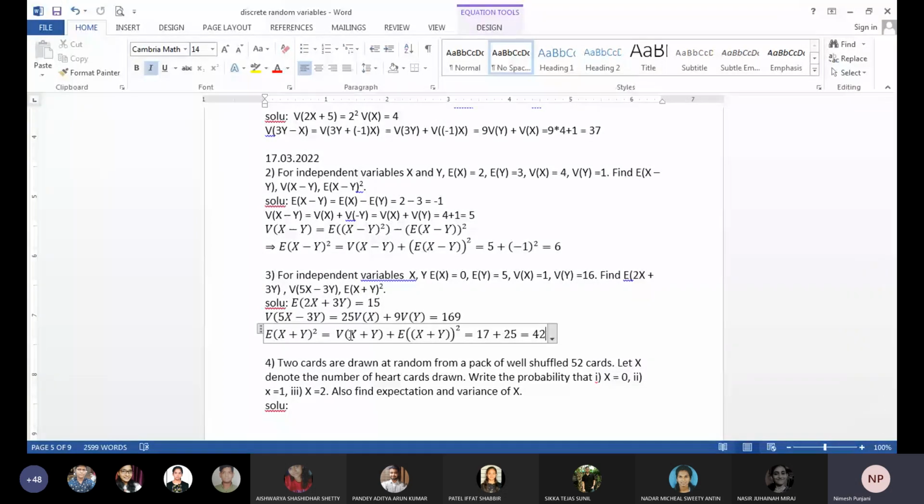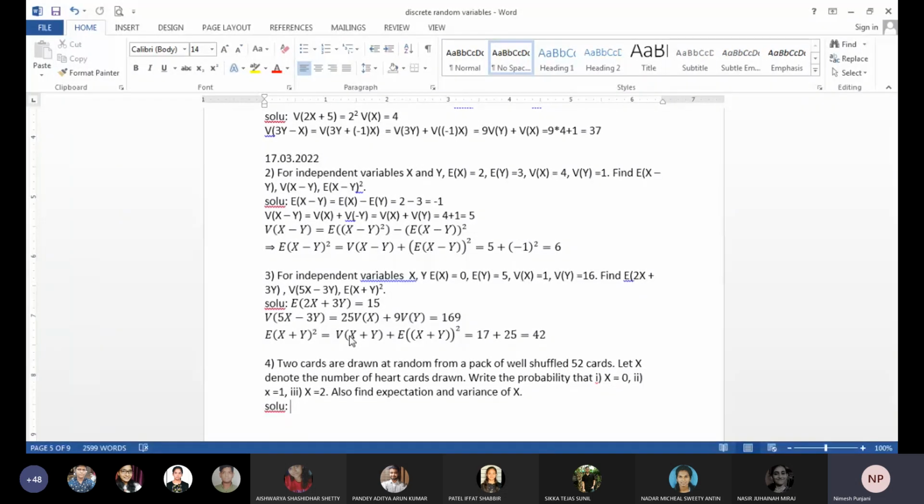So shall we move on to the fourth sum? Yes sir. Right. So what does sum number 4 tell us? 2 cards are drawn at random from a pack of 52 cards. X denotes the number of heart cards drawn. Now, I assume you know what is the bifurcation of a pack of 52 cards? Or you want me to discuss that first and then we should go to the example?